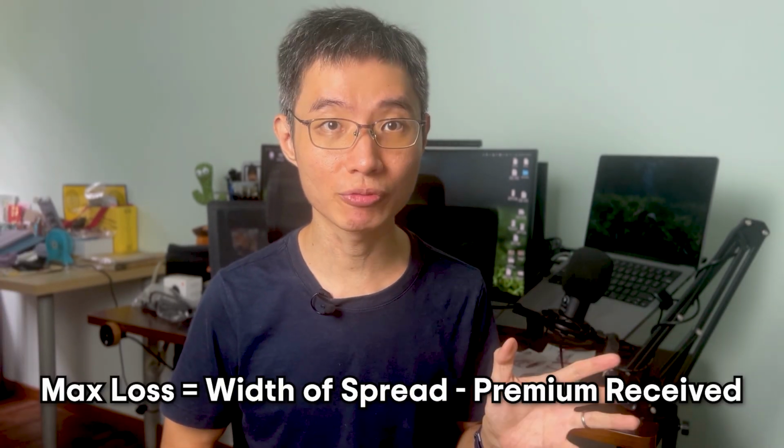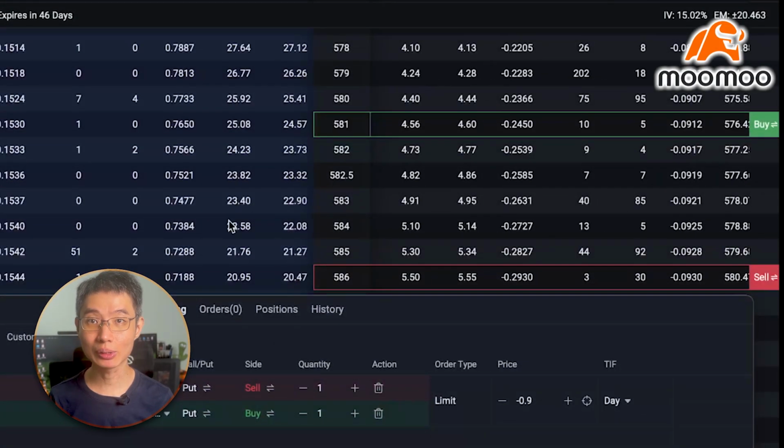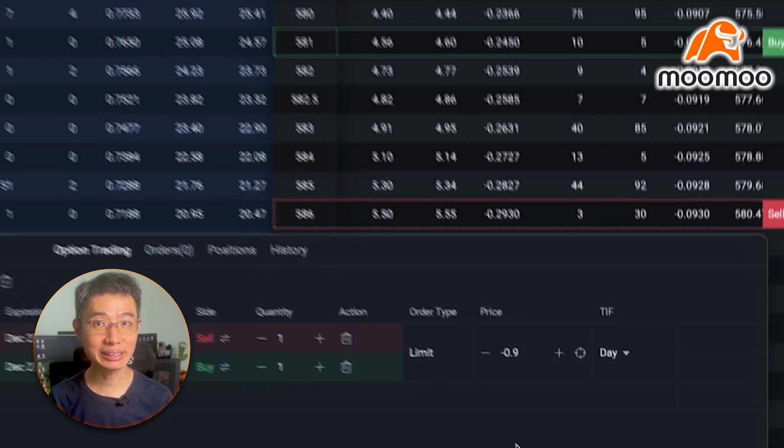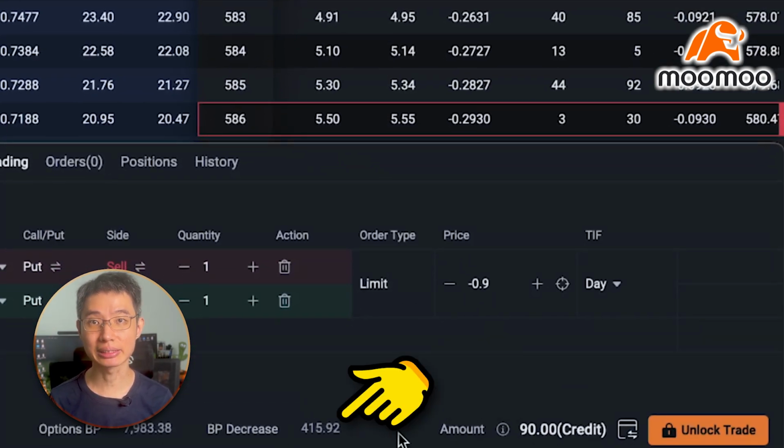But here's a question, how wide should the credit spreads be? It mostly depends on what is the maximum risk that you want to take. For a credit spread, the max loss is equal to the width of the spread minus the premium that I've received. So let's say if I want to risk $500, I can start with a $5 wide spread. And in this case, I will receive a $90 credit, which means my max loss is just $415. So I still have not maxed out my $500 max risk yet.